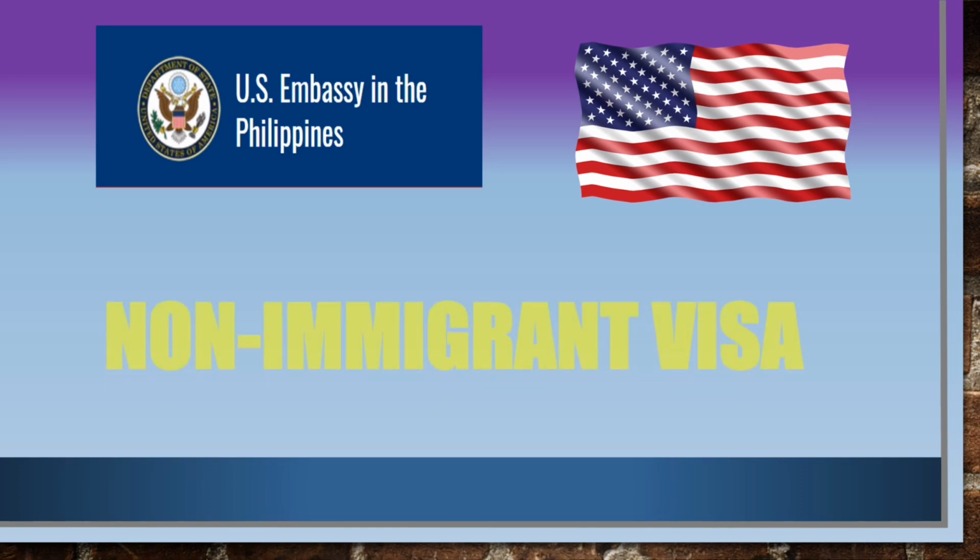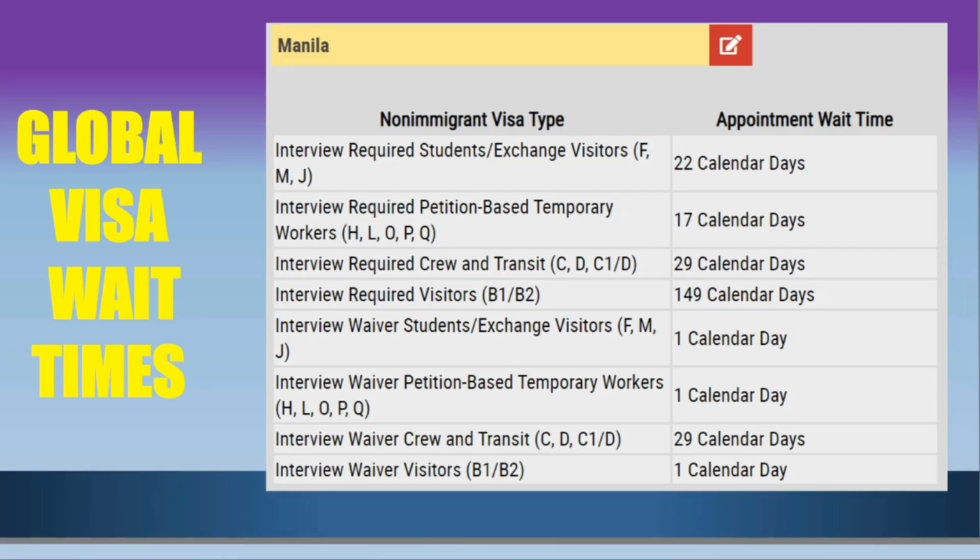Now, let's talk about the current wait times for non-immigrant visas. Here are the latest global visa wait times. If an interview is required, it means it is for first-time applicants. For students, 22 calendar days. For HLOPQ workers, 17 calendar days. For CDC1D, 29 calendar days. And for interview-required first-time B1, B2, 149 calendar days. For interview waiver categories, it is only 1 calendar day for renewals.